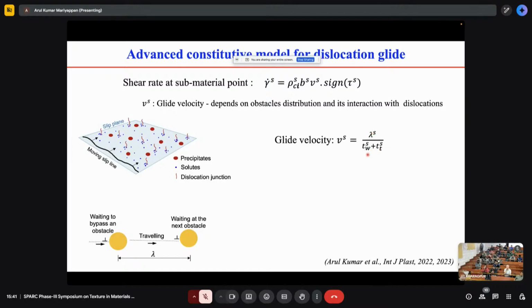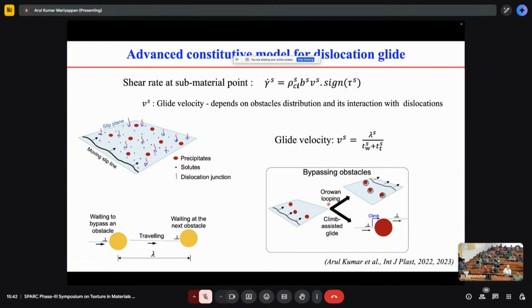So now the problem has become that we need to find the effective mean free path we have. That's the numerator, lambda, and the total time taken by a dislocation to travel. That includes both the traveling time and the waiting time. Okay, I can ask the question, how can a dislocation bypass an obstacle? It can bypass obstacles in two ways. One is thermally induced vibrations related to looping mechanisms. The other one is climb-assisted glide. For example, a dislocation can come here and be stuck at an obstacle. The climbing process can help the dislocation to come out of the obstacle, then it can just continue. So these are two ways the dislocation can bypass these obstacles.